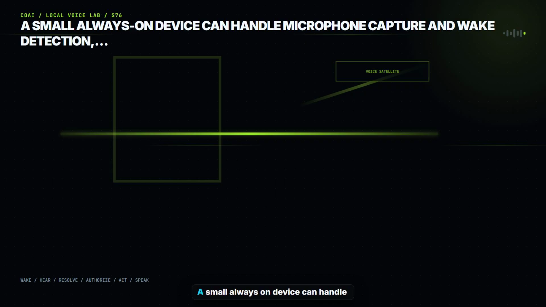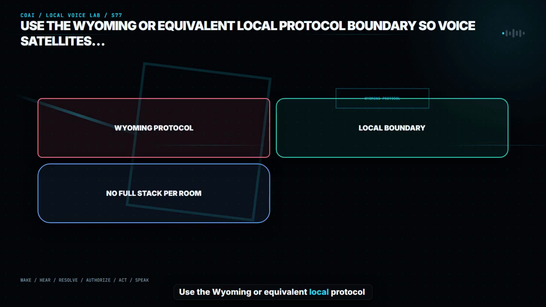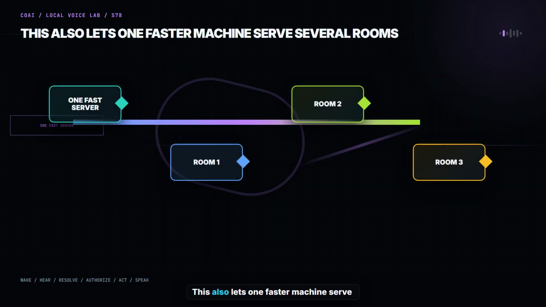Choose hardware by stage. A small always-on device can handle microphone capture and wake detection, while a home server handles whisper, intent, and Piper. Use the Wyoming or equivalent local protocol boundary, so voice satellites do not each need a full model stack. This also lets one faster machine serve several rooms.